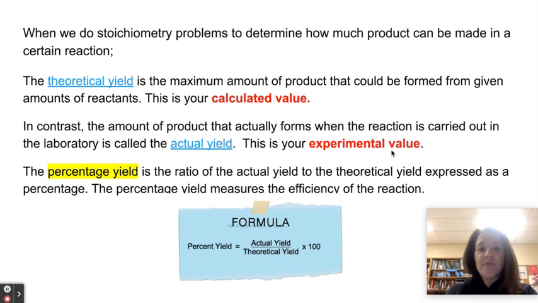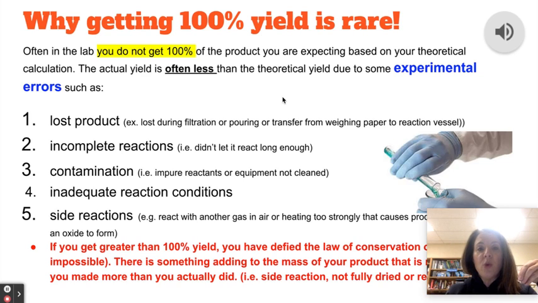So what we're looking for in the lab is we want our experimental value ideally to match, in theory, our calculated value, so what we should be getting. So those are called theoretical yields and actual yields. What you want to do is read through and definitely copy out some reasons why it's very rare to get 100% yield in a lab. And here's some common errors.